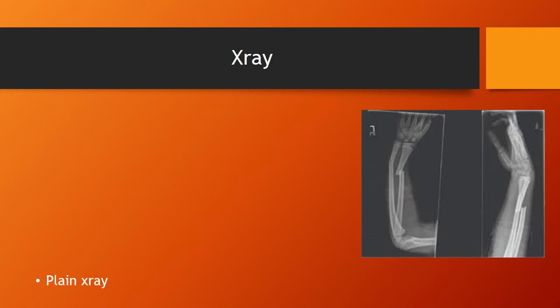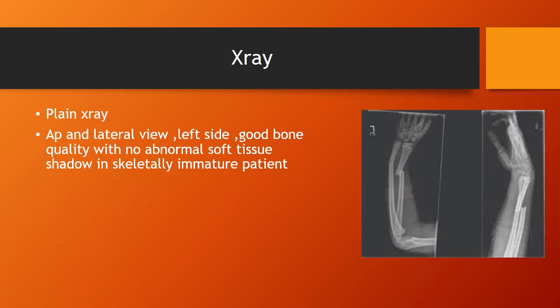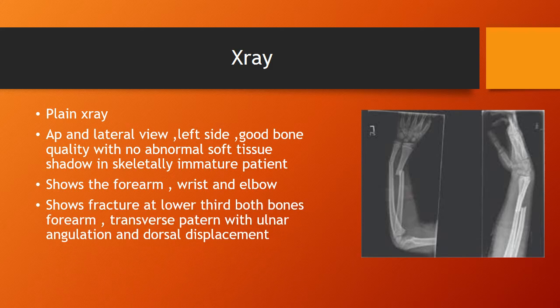The last one is the plain X-ray, anteroposterior and lateral view, of the left side of a skeletally immature patient. It shows a fracture in which there's shortening. In the anteroposterior view there's shortening, overlapping, and ulnar displacement, and in the lateral view there's dorsal displacement, so it's displaced dorso-ulnarly.